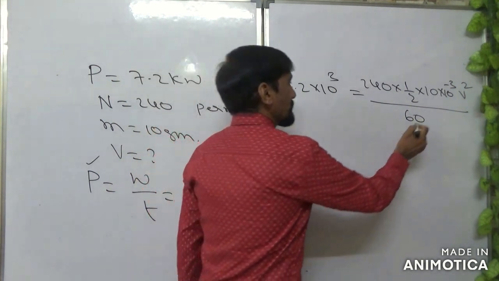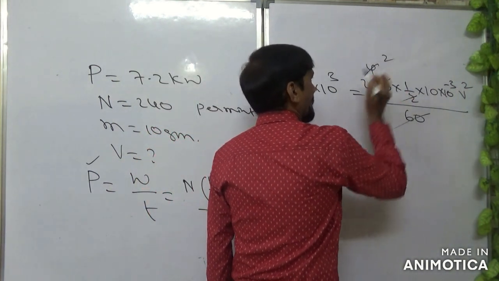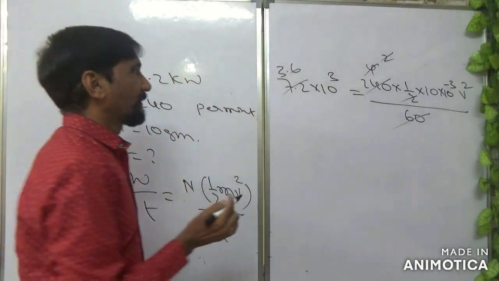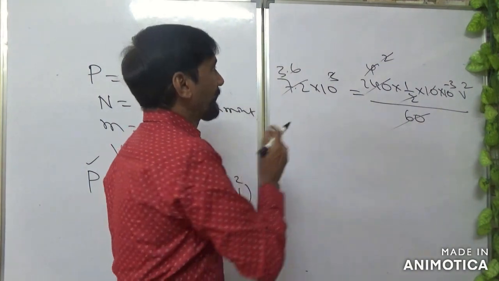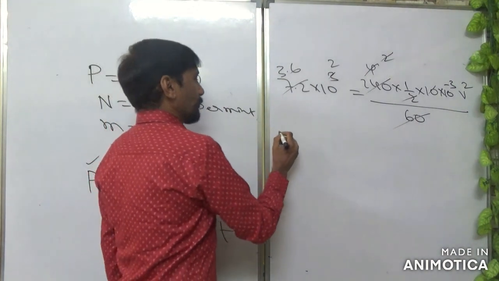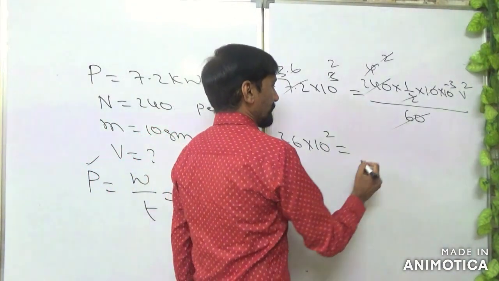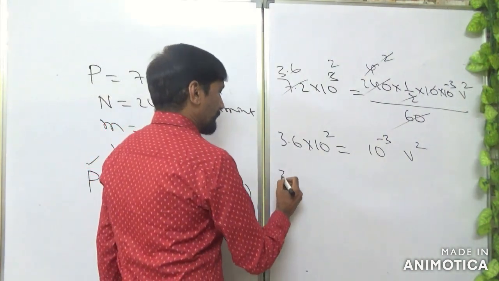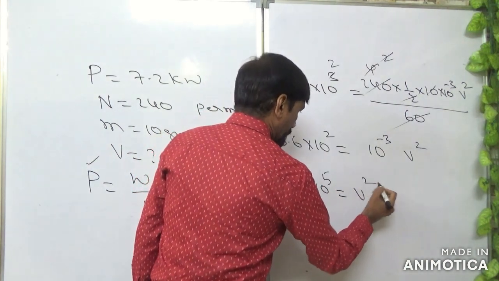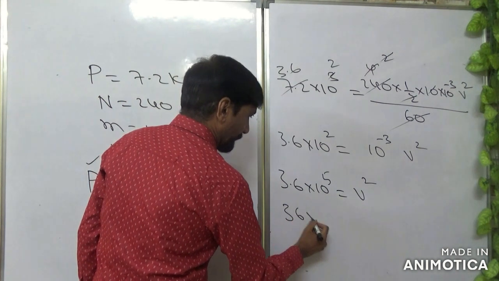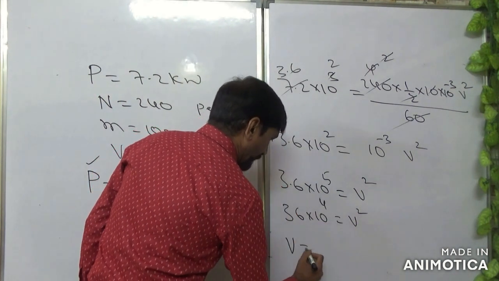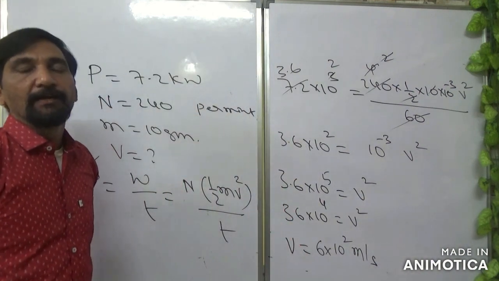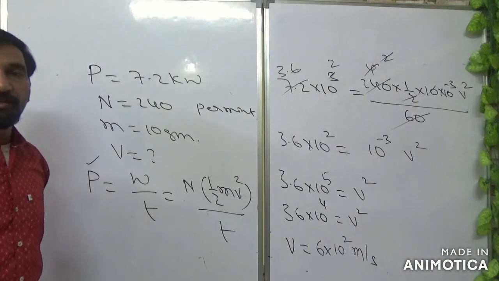So 60 seconds. This 60 divides 240 4 times, further divided by 2 times. So 2 divides 7.2, 3.6 times. The 0 also you can cancel. So 2 zeros are left. So 3.6, 10 square, 10 power minus 3 v square. This you take it down, 10 cube, further multiplied, 10 power 5 v square. So v square is 36 times 10 power 4. Therefore v becomes root 36, 6, 10 power 4 root is 10 square. So you can say 600 meters per second is the velocity.